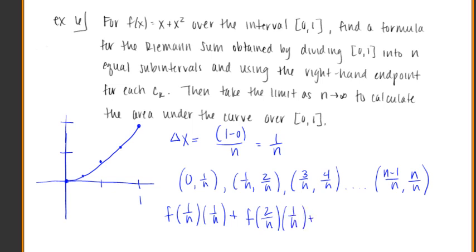Okay, and then the next interval, the upper end, will be 4 over n. Its length is still 1 over n. Okay, all the way up to f of n over n, where its length, though, is still 1 over n. Okay, so this will be the estimate of the summation.